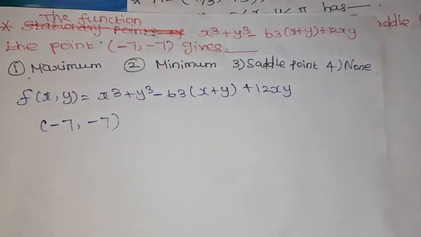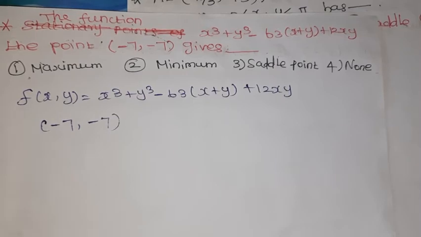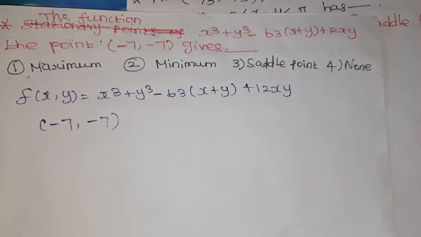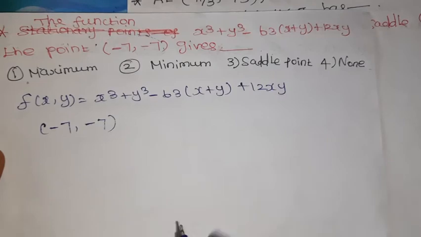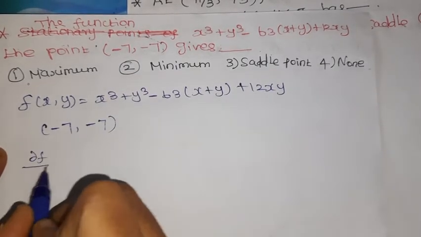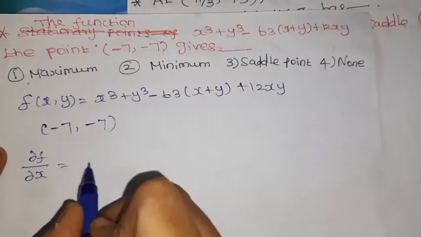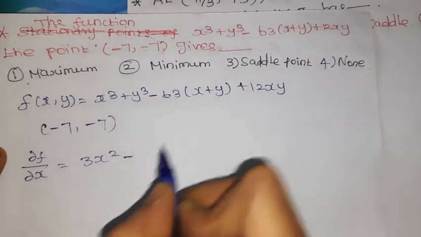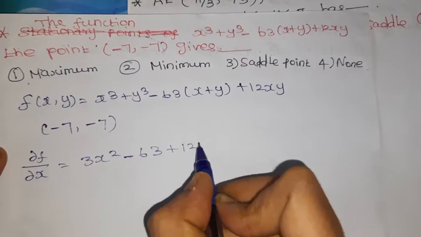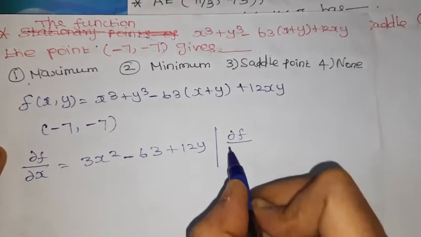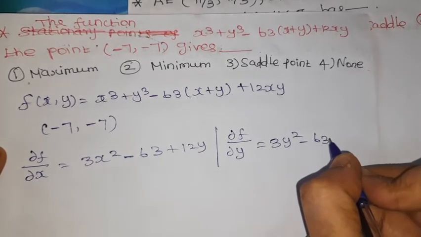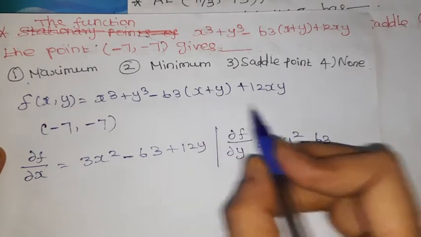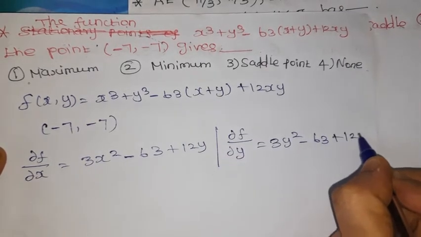So this is the given point. Then what we need to do is find the value of rt minus s squared, then determine the maximum or minimum. So first we need to differentiate. ∂f/∂x, what will we get? 3x squared minus 63 plus 12y. Then ∂f/∂y equals 3y squared minus 63 plus 12x.